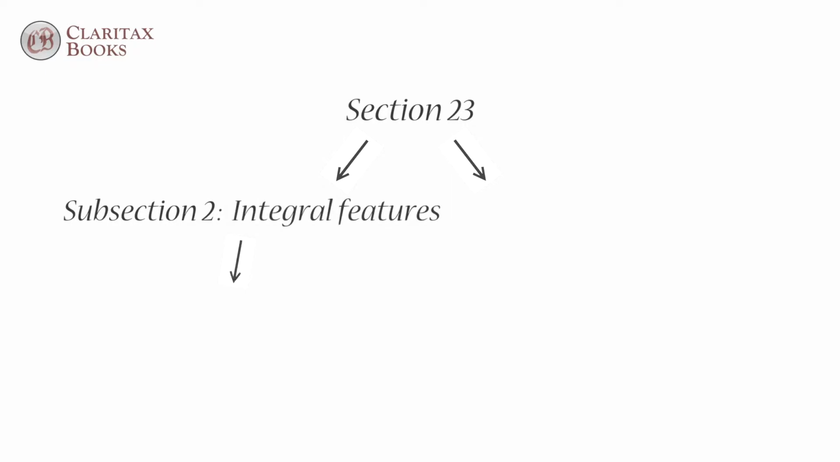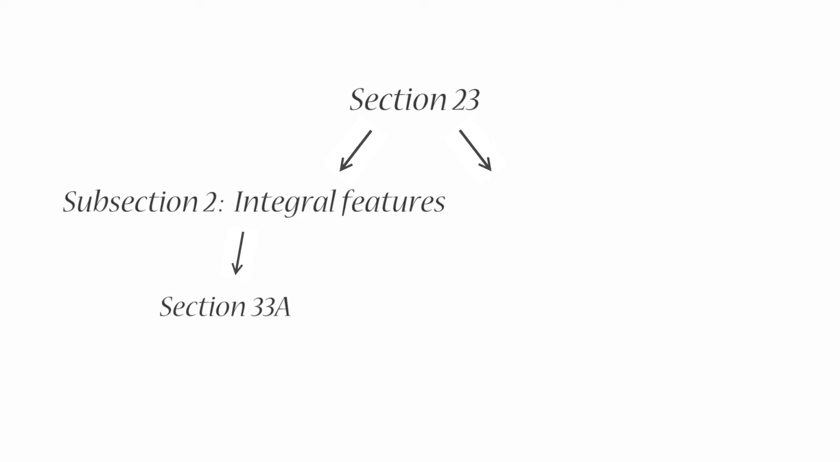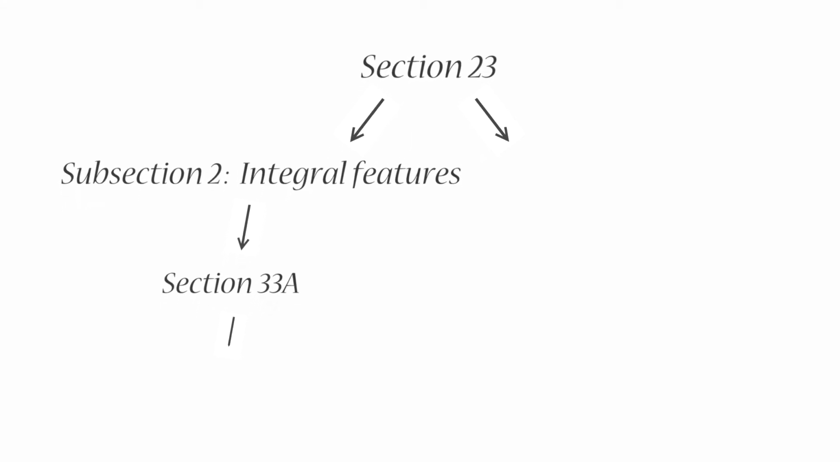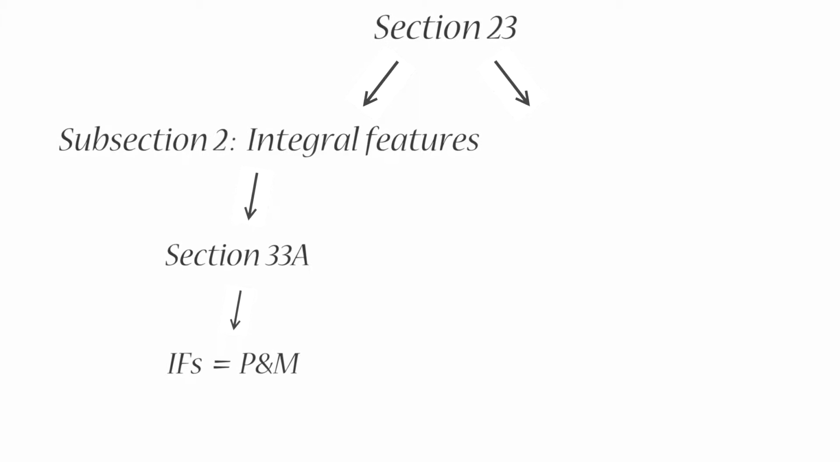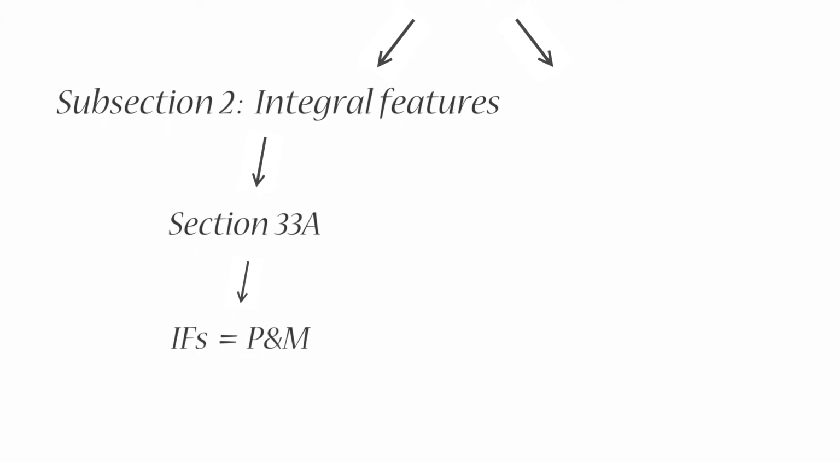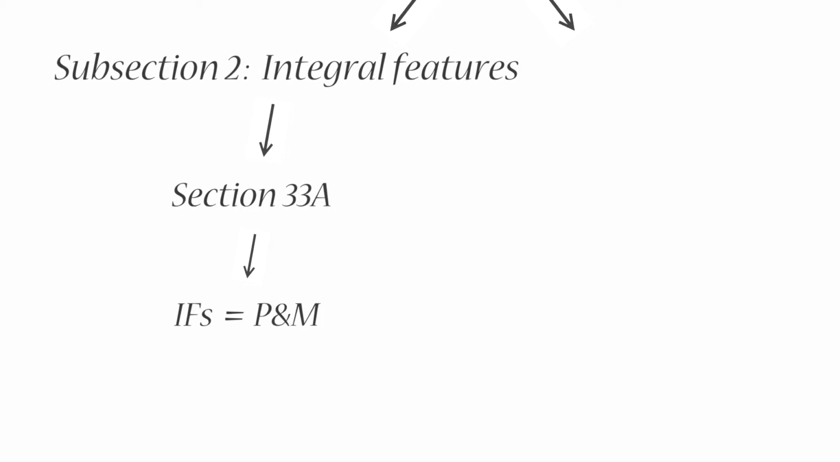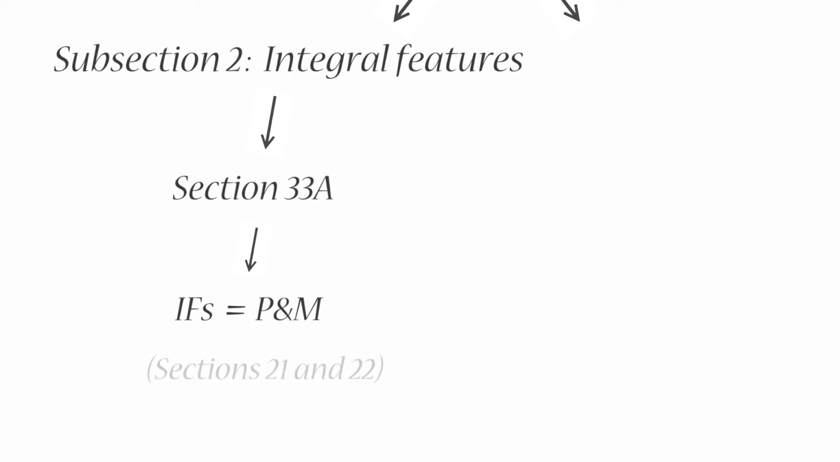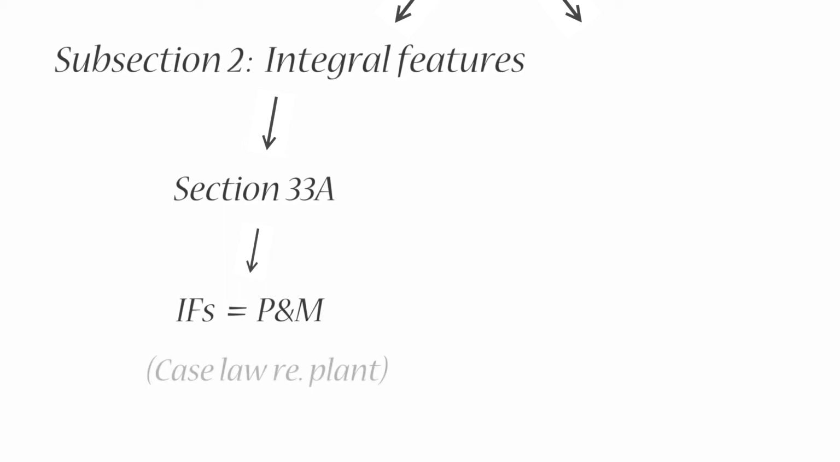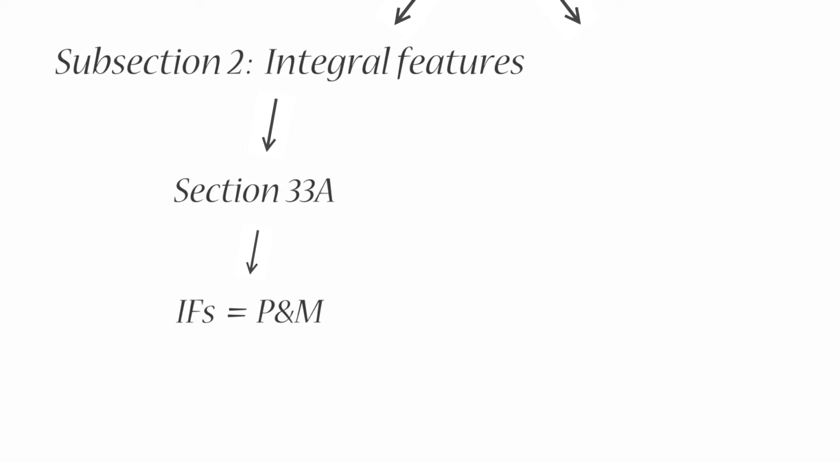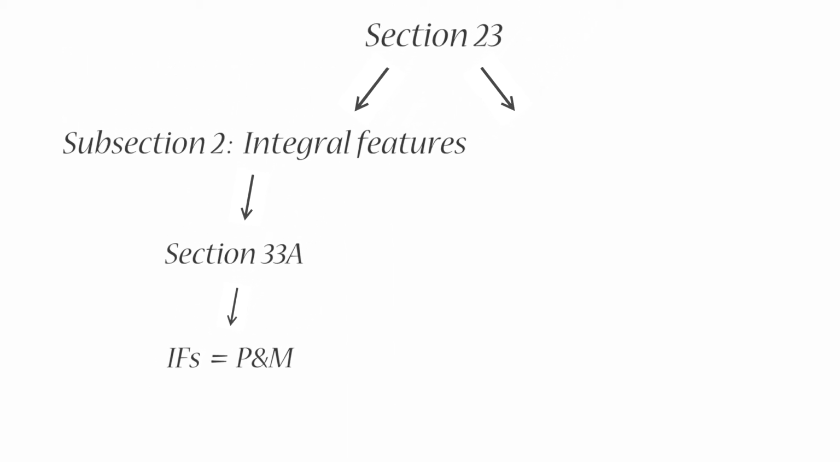Section 23 can usefully be divided into two. Subsection 2 lists various other provisions of the Act, for example in relation to integral features. If we then go to those other provisions, we find a positive statement that the expenditure in question does qualify for allowances. So, for example, the cost of integral features is qualifying expenditure, and we do not need to worry about sections 21 or 22 or about case law definitions of plant or machinery. And we'll return to integral features in 2 weeks from now.